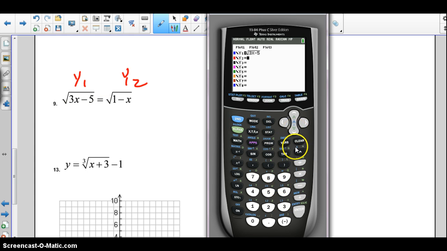And then I'm going to hit my arrow key and plug in 1 minus x. Again, plug in the radical, 1 minus x. And we want to go ahead and see where both of these intersect to solve this. So I'm going to hit zoom, 6, and get a nice 10 by 10 by 10 graph here.